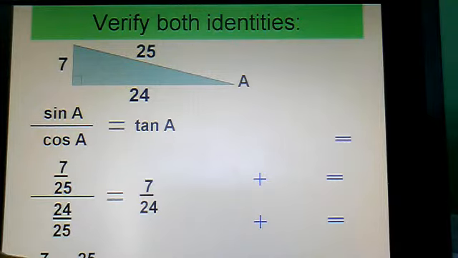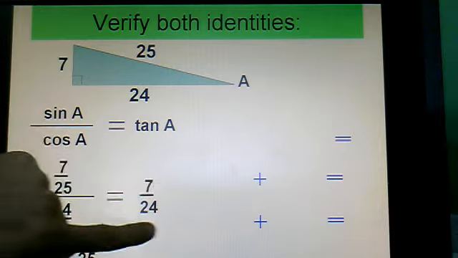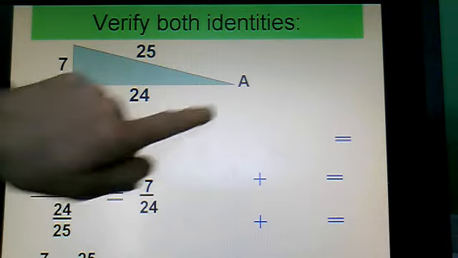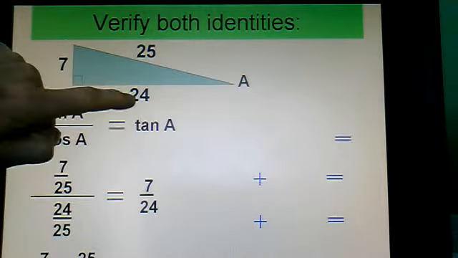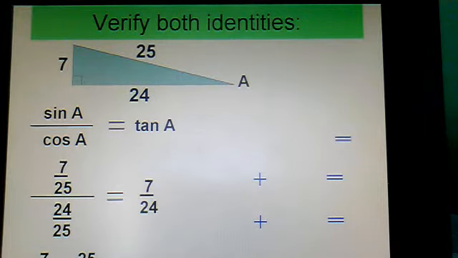Keep the first one, change division to a multiplication problem, flip this, or take the reciprocal of it. And we're trying to show that this really equals the tangent of A. Tangent of A is opposite over adjacent, which is 7 over 24. That's where that's coming from. And yeah, cross out the 25s, and you get 7 over 24. Beautiful. It works. So just verifying some numbers.